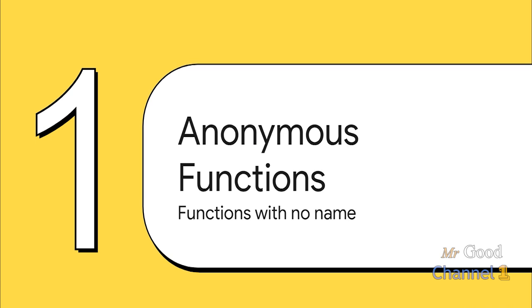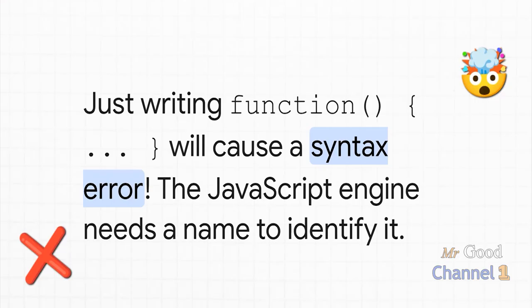Okay, so let's start at the very beginning with the idea that makes all of this possible, the anonymous function. And just like the name says, it's a function that has no name. But as you'll see, you can't just drop one anywhere you want. You might think you could just write this out, right? A function keyword, some parentheses, some curly braces. But nope, if you try to run this, JavaScript is going to throw a syntax error right back at you.